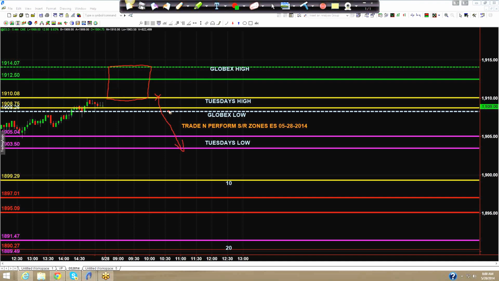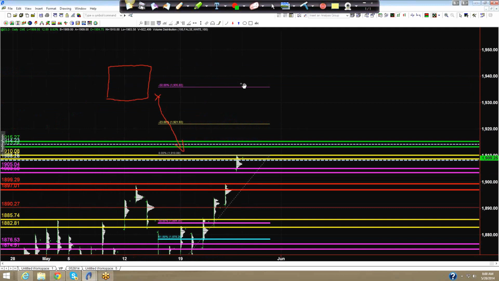So the first thing I want to know, in terms of if we're going to correct, which we should, remember the other day, let's go to a larger chart here really fast, or actually let's just go to the volume profile. It'll be easier to pick it off.